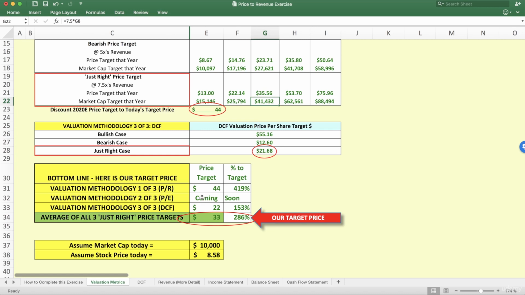And then what we'll do is, you've got the PE exercise coming up next after this one, and then we'll take a blended average of all three. Okay, and then we'll get an average of all three there for our combined target price. And again, I love to look at at least three different valuation methodologies just in case one is way, way, way off. Okay, cool.